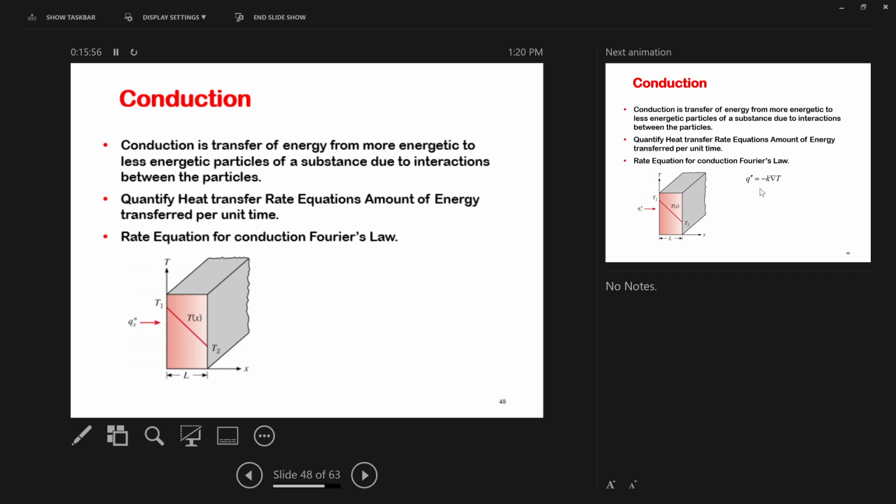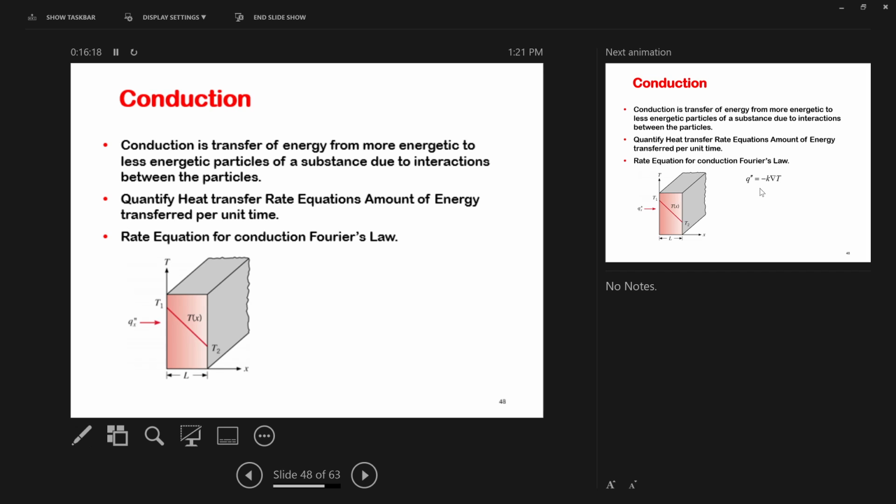Fourier's law of conduction is actually the most important part of the heat transfer analysis, other than the energy equation and the partial differential equation. And it is a law that we have never proved mathematically. It's based on experiment.